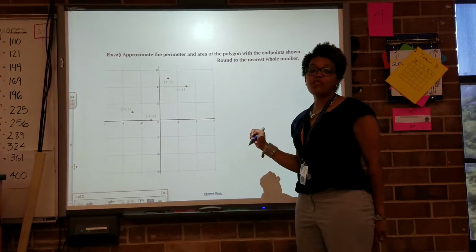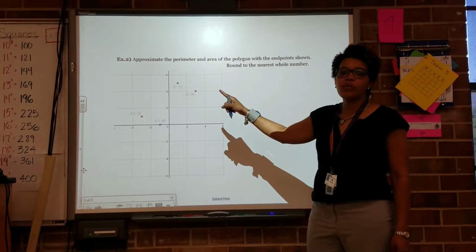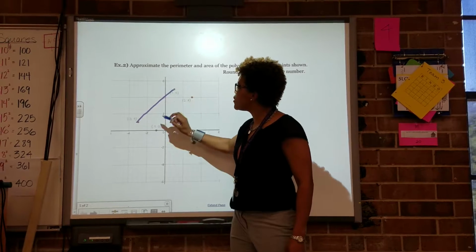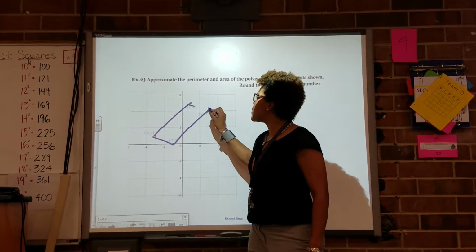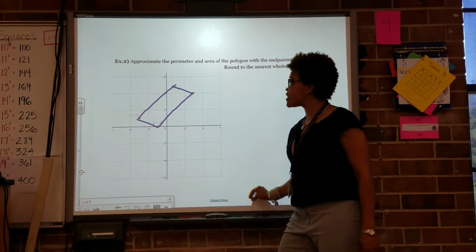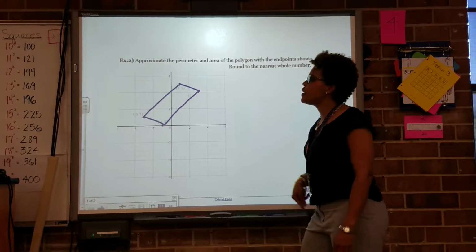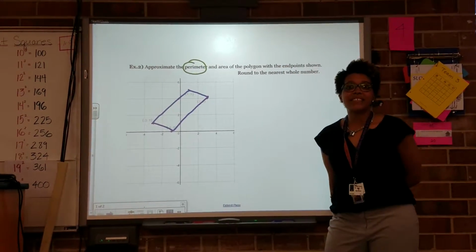Okay, so example 2, we're asked to find the perimeter of a polygon with the endpoints shown. So first off, I need to connect them and create the polygon, which is just a two-dimensional shape. Looks sort of like a rectangle, but it's definitely a parallelogram because the opposite sides are parallel to one another. And all we need to do if we want perimeter is to add up the lengths of the sides.